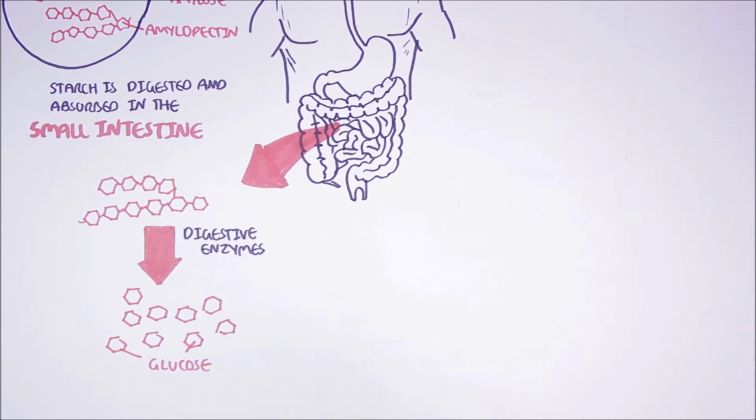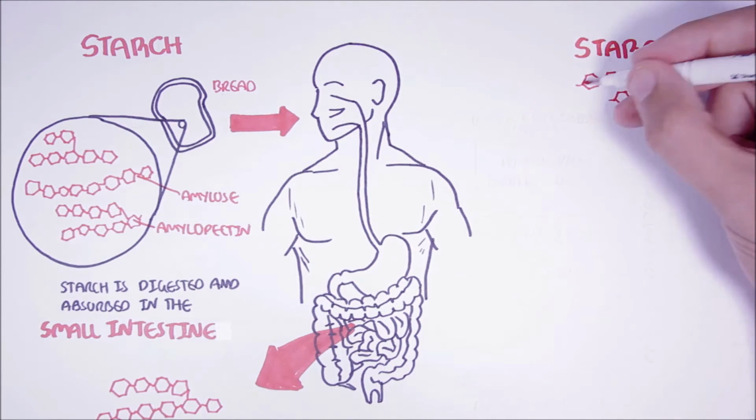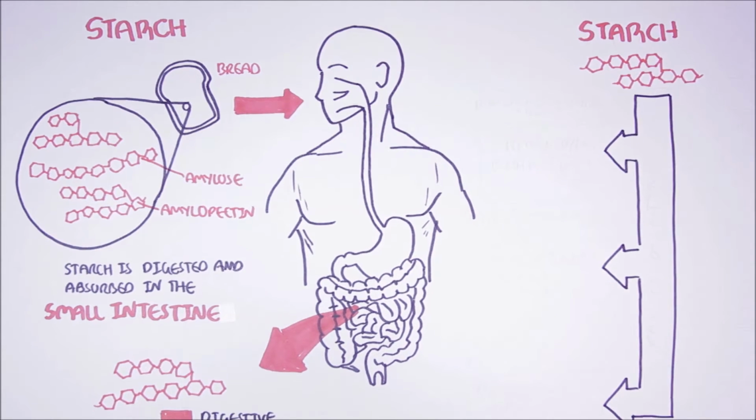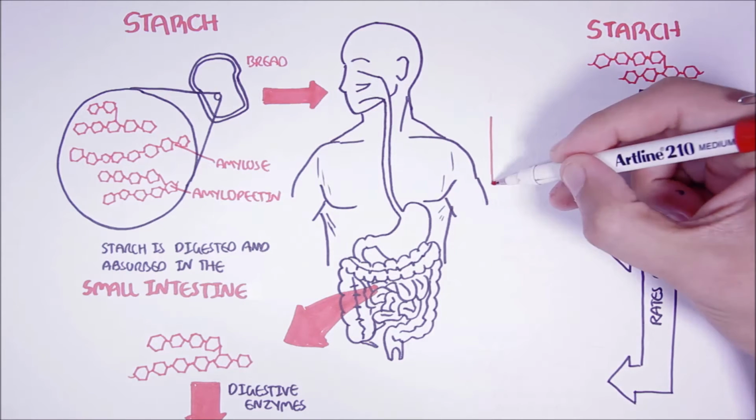However, in reality, starch is digested at different rates. A portion of starch can be digested quickly, another portion slowly, and another one can resist digestion in the small intestine altogether. So for example, here we have starch represented as amylopectin. Starch can be divided into three types, depending on the rate it is digested in the human body.